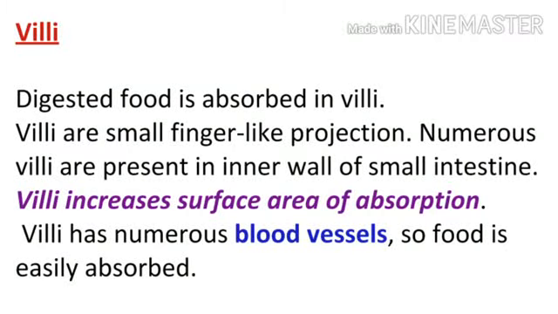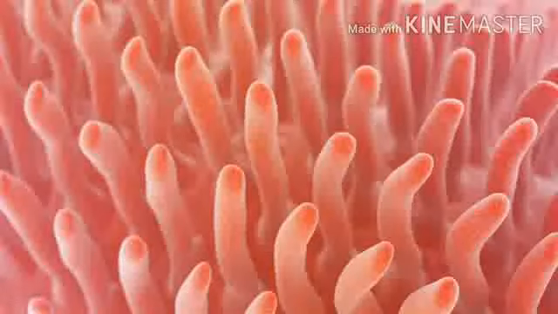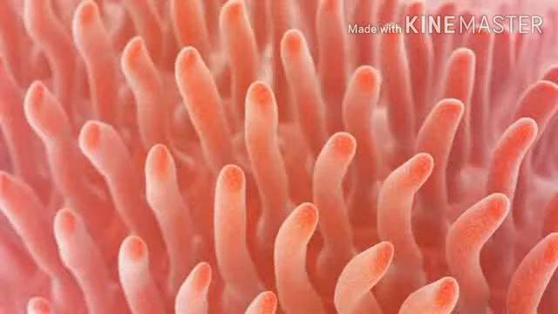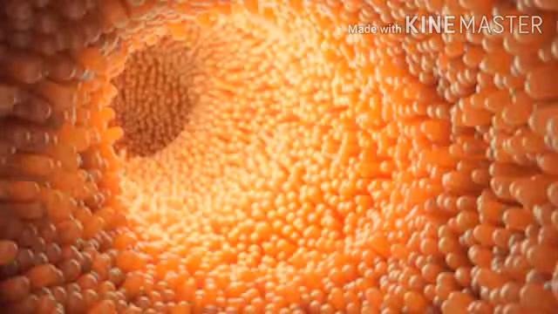Now we see that the food is getting digested in the small intestine, but what about absorption? So here the role of villi comes in. Villi are small finger-like projections inside the wall of the small intestine. You can see the picture in which the villi are shown. So the role of villi is to increase the surface area. The more the surface area, the more the absorption of food.